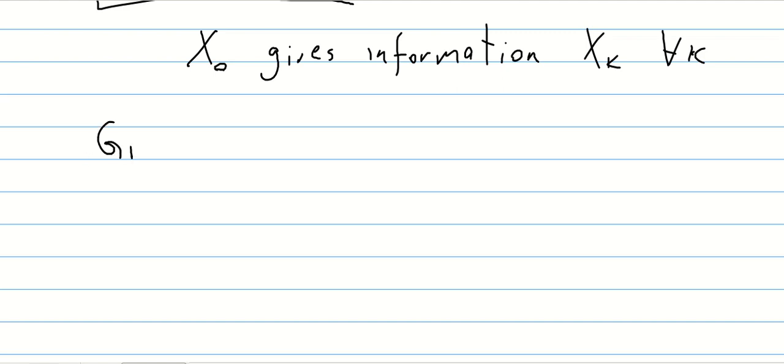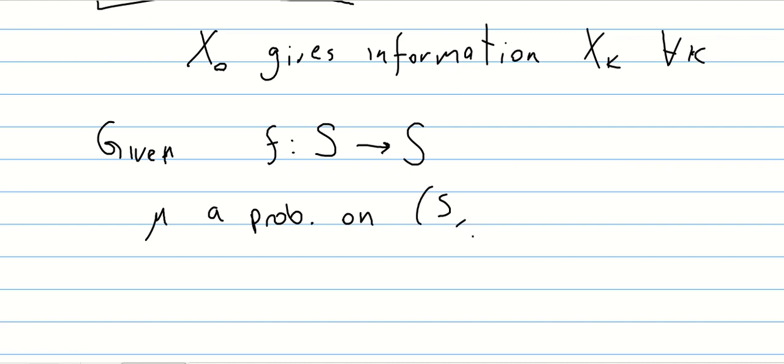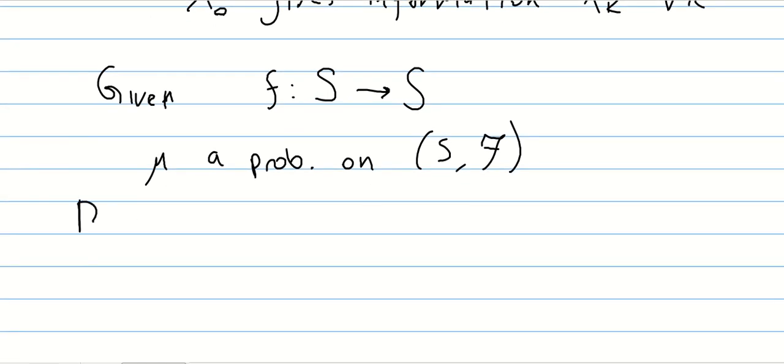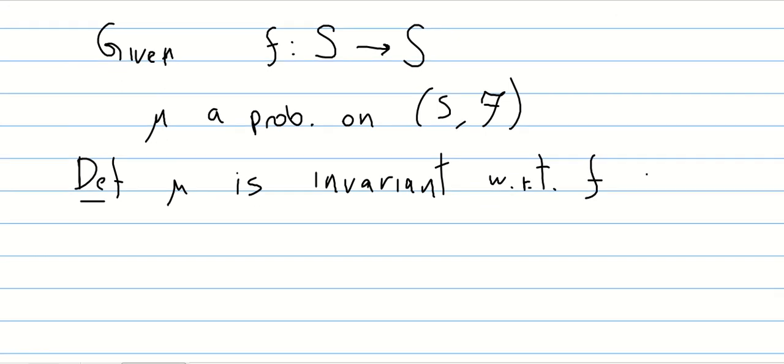Given a function f from S to S, and mu, a probability on S, with sigma algebra, let's call it F, we say that mu is invariant with respect to f if mu is equal to mu f minus 1. So here we are just composing with the pre-image of f.